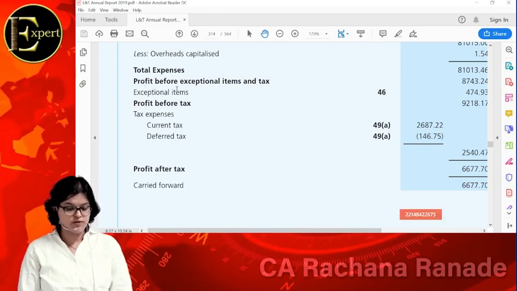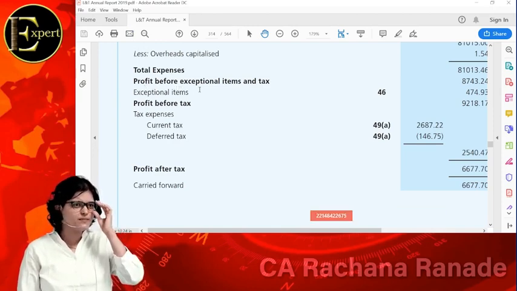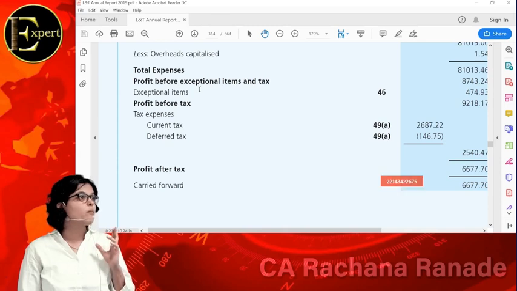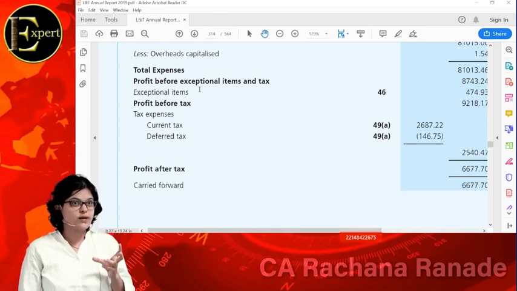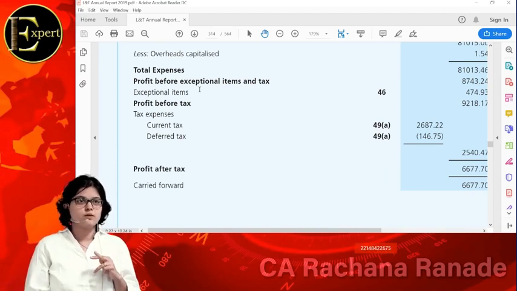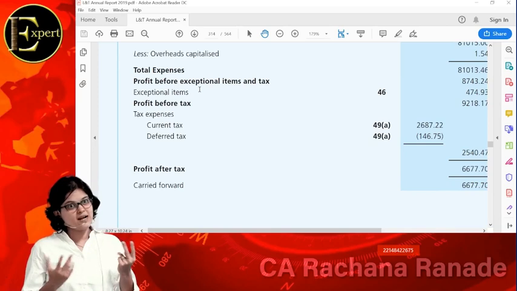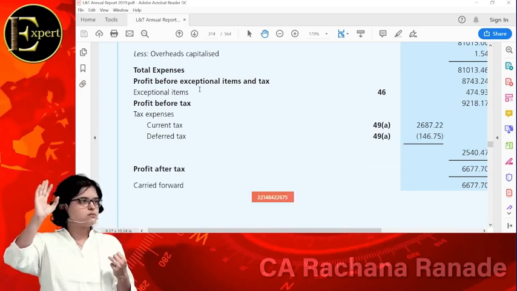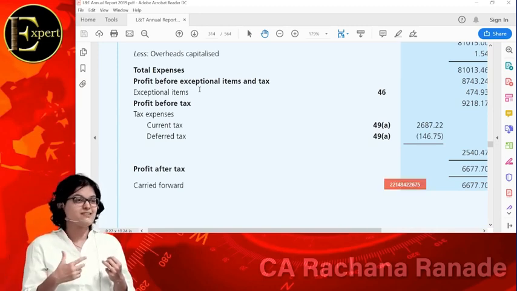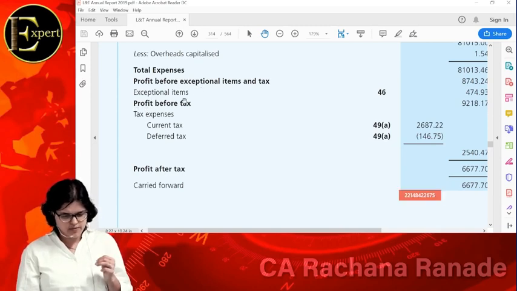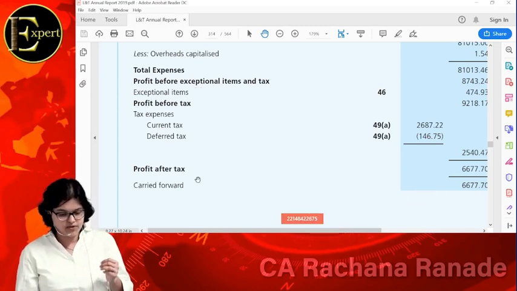But if you remember, first we get profit before exceptional items and all that. You remember an example of an exceptional or extraordinary item? Earthquake wala jo loss hai, that was an extraordinary item on the loss side. And on the profit side? Land बेच दिया. We sold land and we got profit. We sold shares and we got profit. That could be an exceptional item. And finally, whenever we deduct all these, we get profit before tax, then we deduct tax and we get profit after tax.